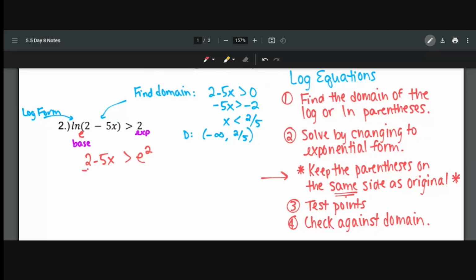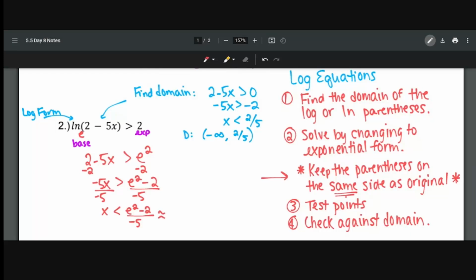How do I get x by itself? I'm going to subtract 2. So I have negative 5x is greater than e squared minus 2. And then I'm going to divide by a negative 5. And we know that when we divide by a negative, we have to flip our sign. So it's going to be x is less than (e squared minus 2) over negative 5. So that's an exact answer.